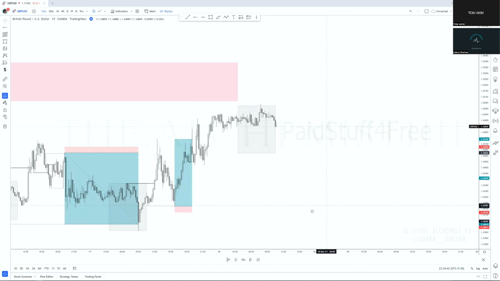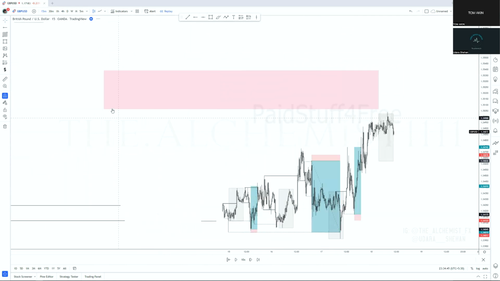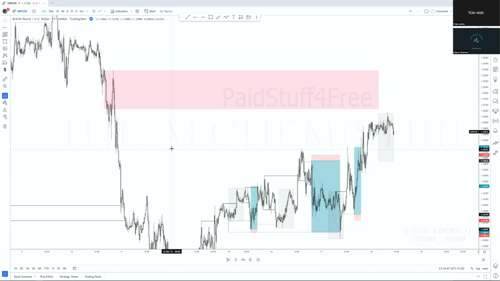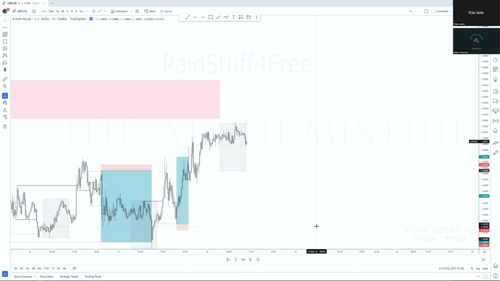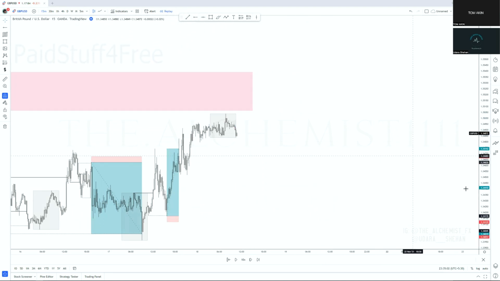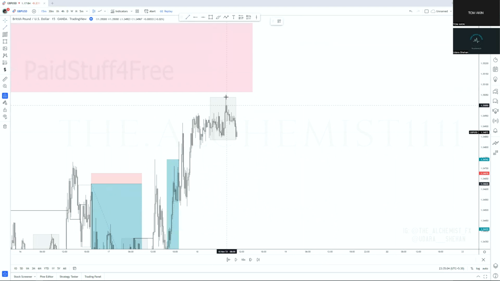Now, if you remember, at the time we marked out this rejection block on the weekly and refined it to 4 hour, did we have any type of liquidity below it? No, right? We had nothing. It was just clean price action. But look what they did. They created an Asian high below it. Not random stuff. See that? Liquidity. Once again, liquidity. Asian high right below our point of interest.